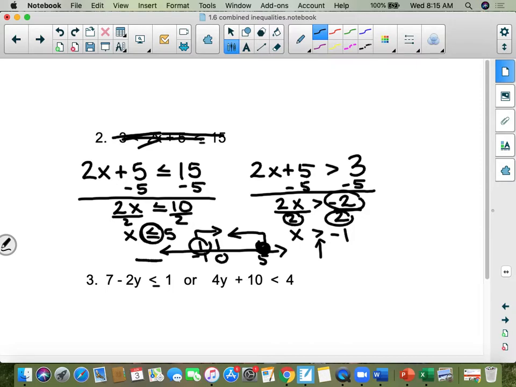I have to state my interval notation, and I always go from left to right. And I know an open circle is a parenthesis. It's a -1 to a +5, but you need to put a bracket at the end of it.